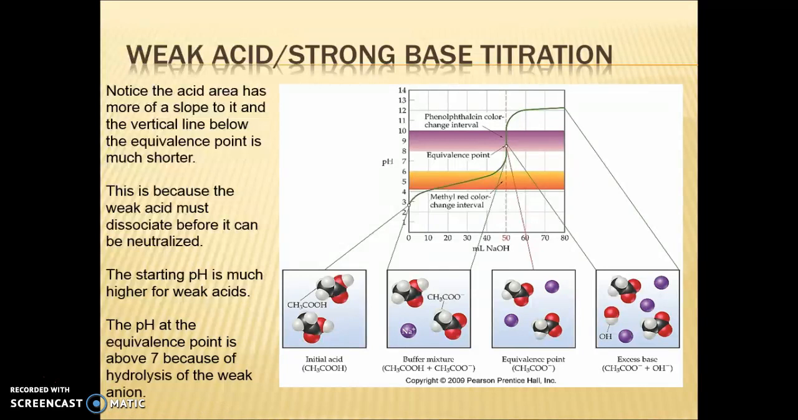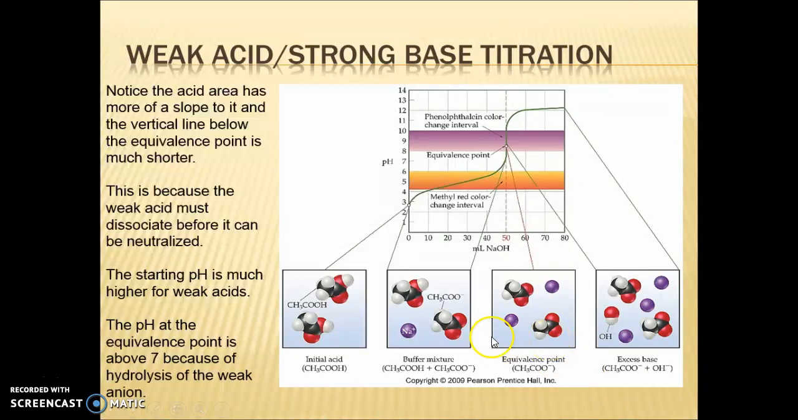Notice also that the line leading to the equivalence point is pretty darn small. There's very little vertical here. And also notice that the equivalence point is above 7. And that's because you have hydrolysis going on. We'll take a look at that in the next slide.